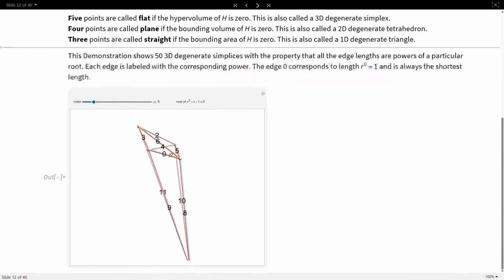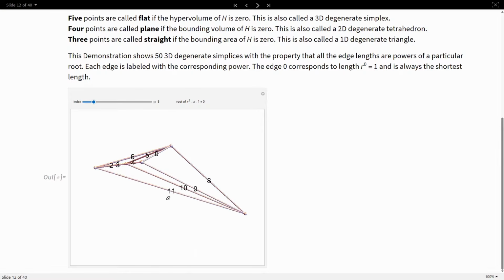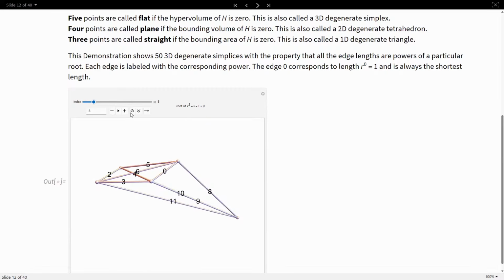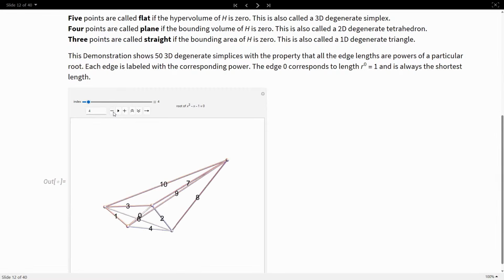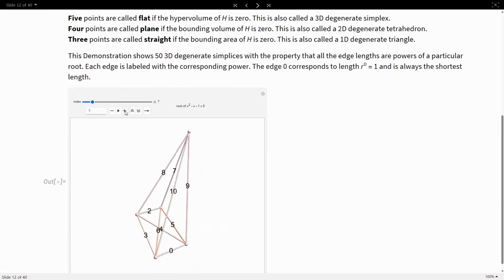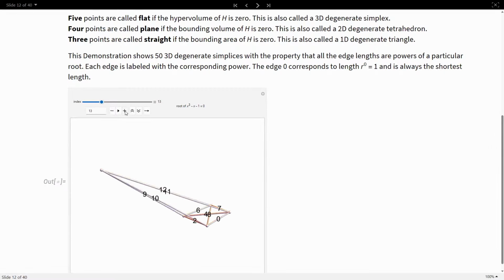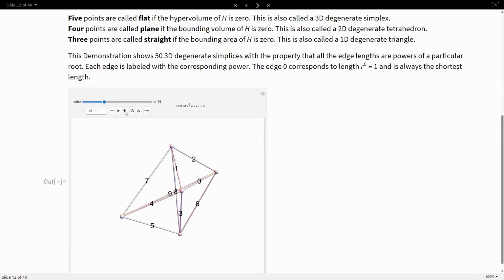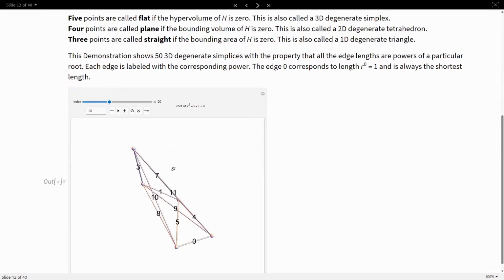And I did a demonstration where I looked for simplices that fit in 3D space. So here's one with the root of the plastic constant. There's a whole bunch here where they're roots of the plastic constant. And one thing I noticed with this experiment was that the plastic constant showed up a lot. Here I was trying to keep all of the powers at different values. Here's the chi constant popping up.